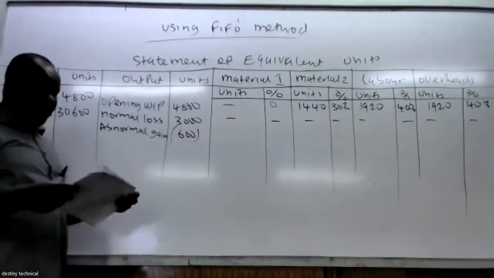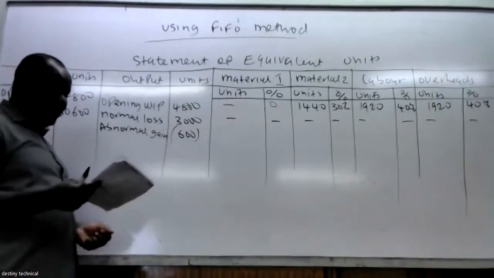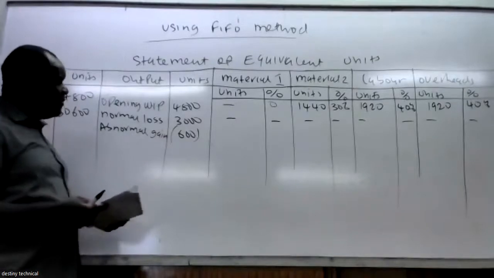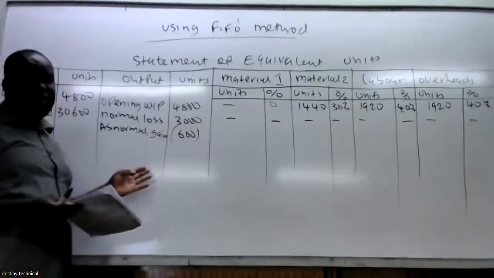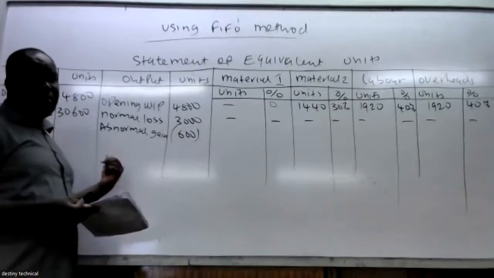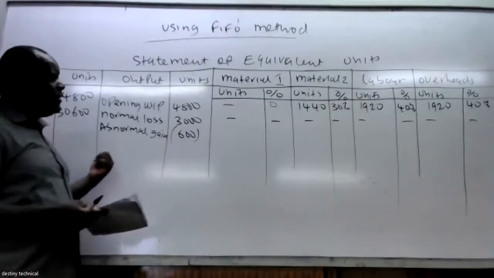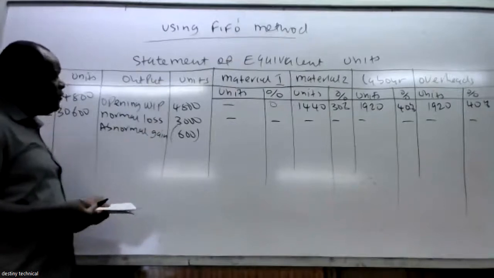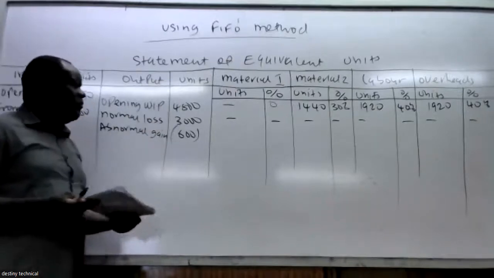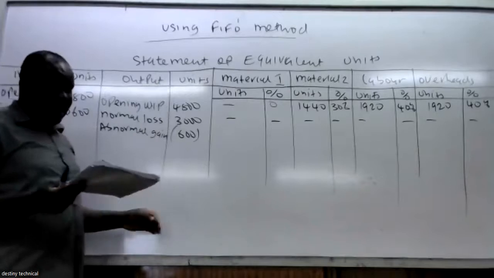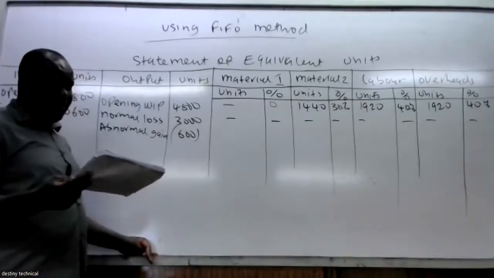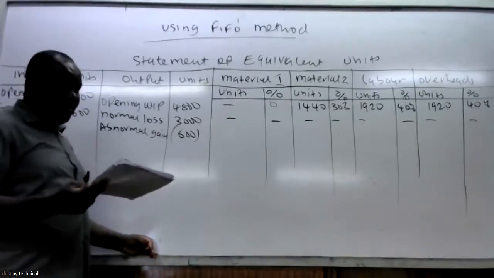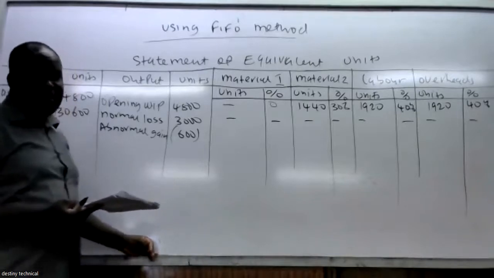It had abnormal gain of 600. So for the abnormal gain, normally in the process account, we record it on the side of the output input. But now we are preparing the statement of equivalent units. That's why I will put it at that point. Then, to apportion the abnormal gain or loss, we normally use the units that were scrapped.